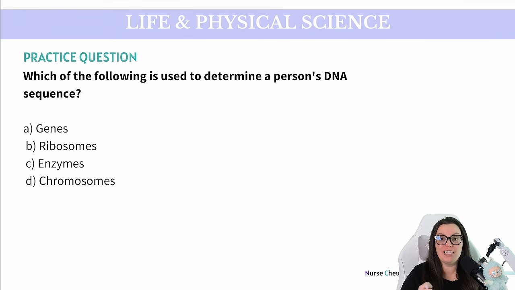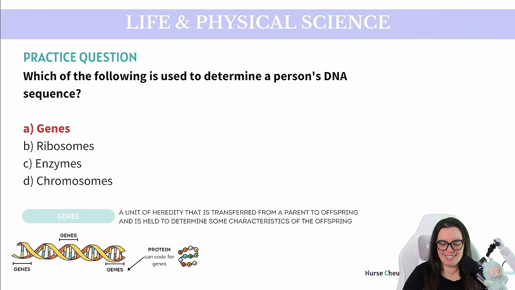So which of the following is used to determine a person's DNA sequence? Is it genes, ribosomes, enzymes, or chromosomes? And the correct answer is going to be A, genes. Remember, genes are segments of DNA, and it contains very specific code for specific proteins.